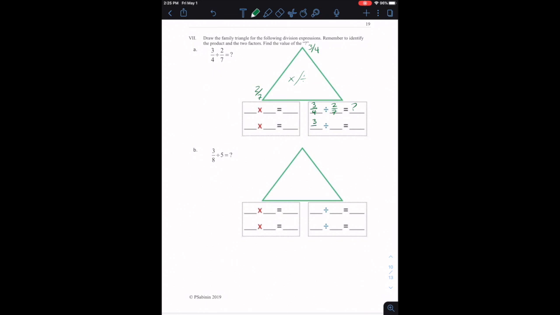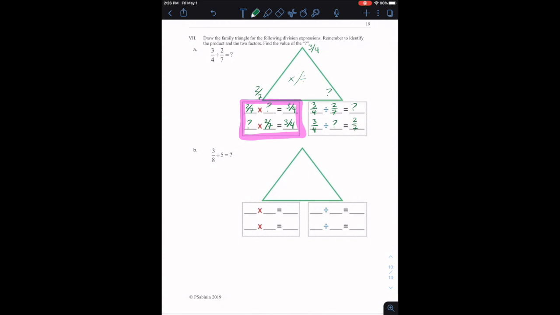Now, it's also possible to rewrite this as 3/4 divided by something equals 2/7. Okay. Or we can rewrite this as 2/7 times question mark equals 3/4, or question mark times 2/7 equals 3/4. 3/4 is our product. So you notice that these statements are actually multiplication statements. And we're going to be looking at a missing factor.